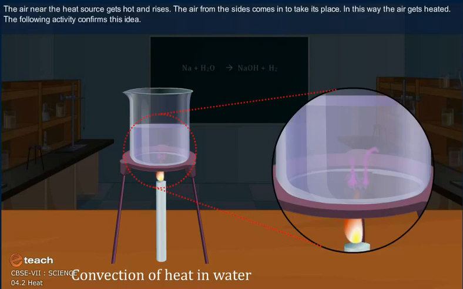The air near the heat source gets hot and rises. The air from the sides comes in to take its place. In this way, the air gets heated. The following activity confirms this idea.